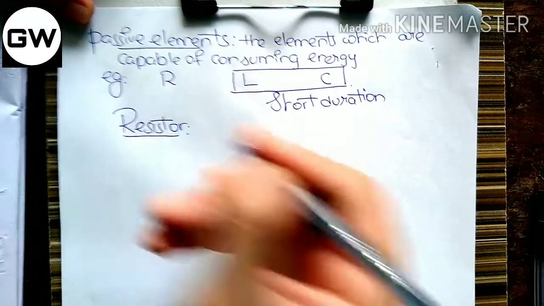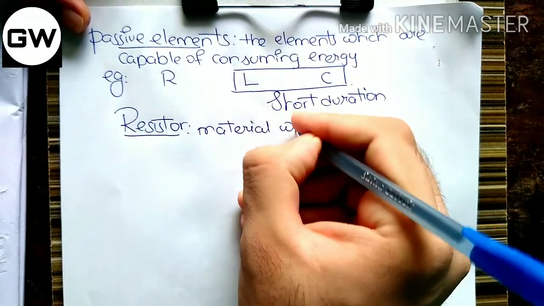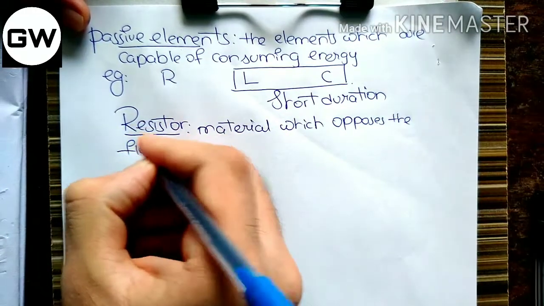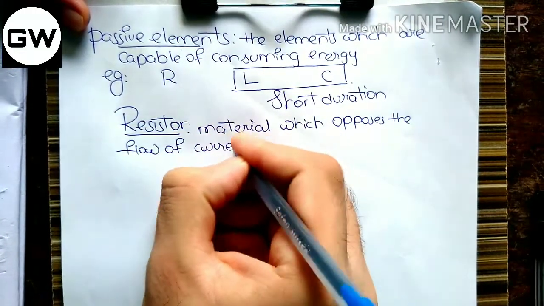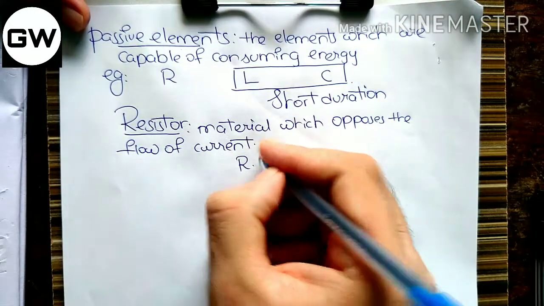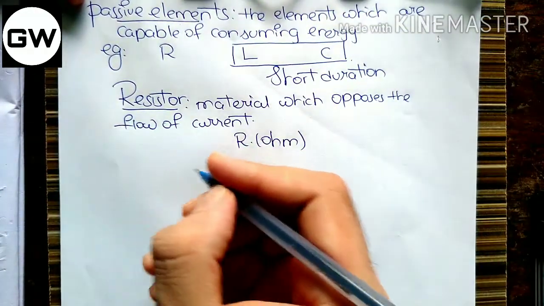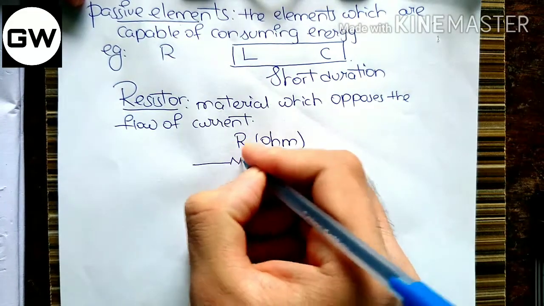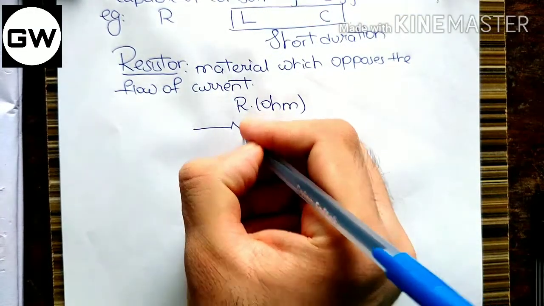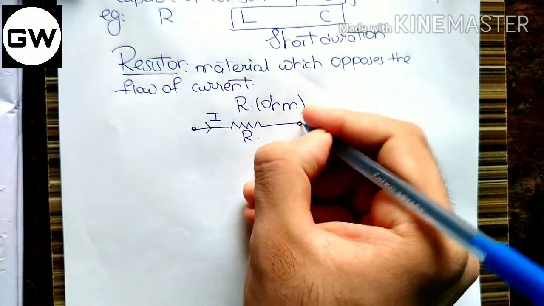Okay, resistor. What is a resistor? A resistor is nothing but a material which opposes the flow of current. It is represented by the letter R, and the unit of resistance is ohms. It is denoted by the symbol. Let the value of the resistor be R, the current flowing through it be I, and the voltage across it be V.